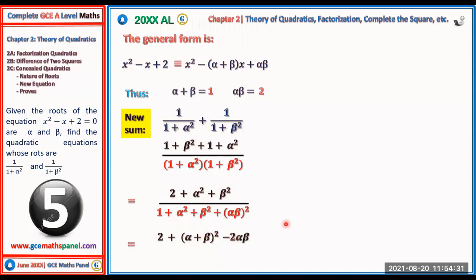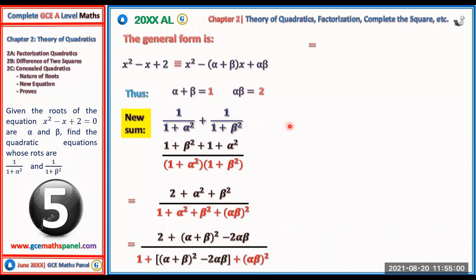For the denominator, I'll do the same thing. I'll have 1 plus alpha plus beta squared minus 2 alpha beta. So this alpha plus beta squared has now become alpha plus beta all squared minus 2 alpha beta. Then we continue with this term outside. But we already know that alpha plus beta is 1 and alpha beta is 2. So we can replace all those values here by what we already have.